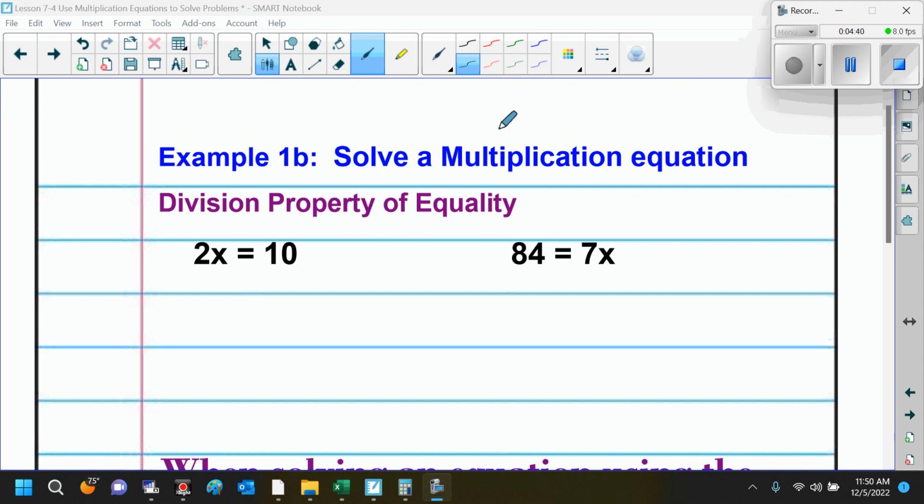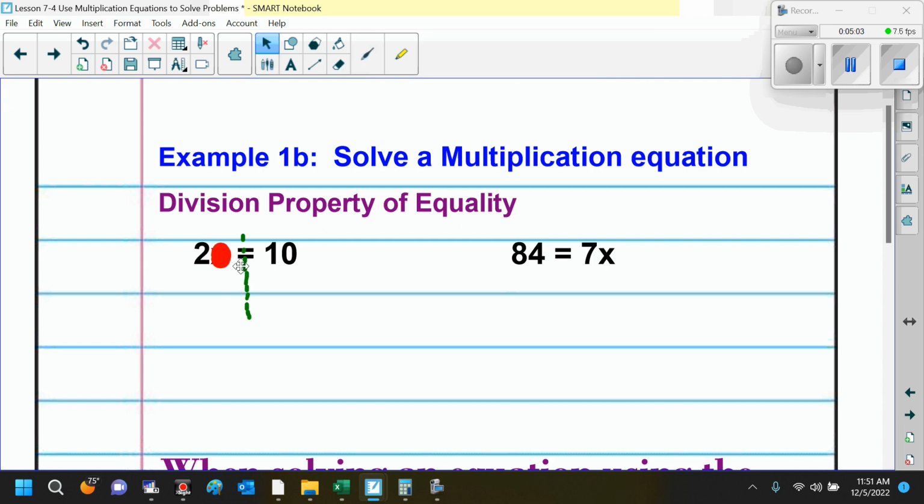You guys remember that cover-up method I showed you? We're going to cover up what we're solving for. We're solving for x, right? So we're going to cover that up. What do I need to get rid of to get that red dot by itself? The 2. Okay, and again, we want that red dot by itself on the left-hand side. So we want to get rid of the 2.